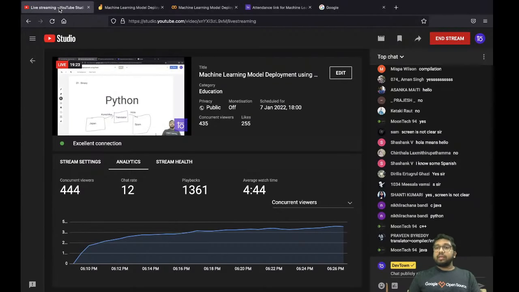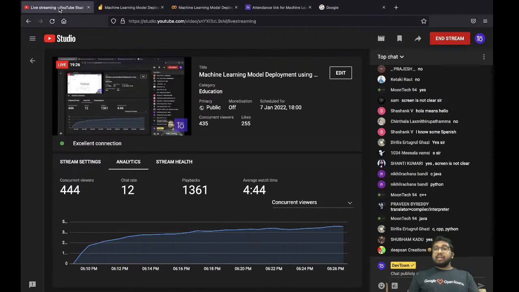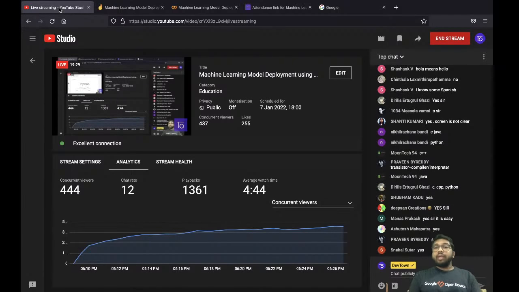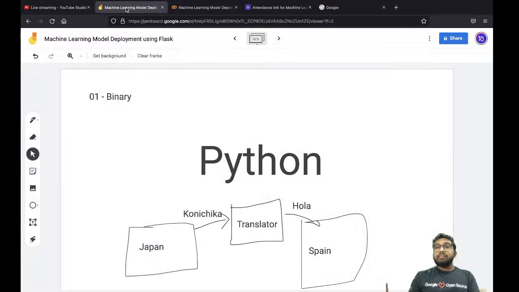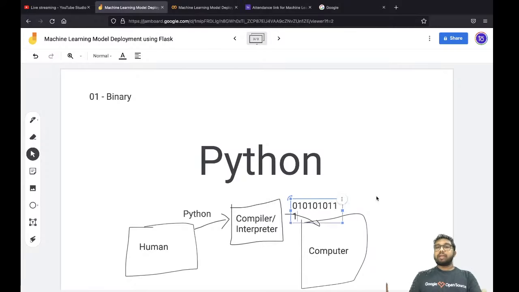Yes or no? Come on, tell me. Exactly, yes, it will be very easy for both of them to communicate with each other because we have a translator. So in a similar way, if I say this Japanese person is none other than the human and this Spanish person is none other than the computer, and in between we have the compilers and interpreter. So this is the entire structure. In this, konnichiwa is Python, and hola will be 010101, binary language. And to get a response, the computer will send something and the compiler will give you something.